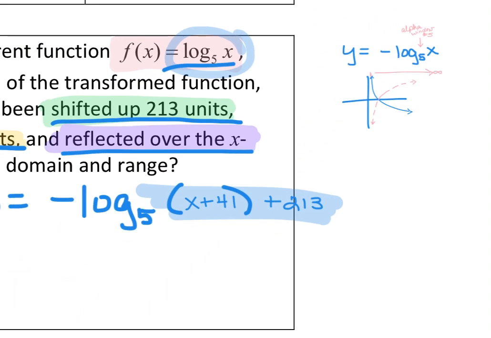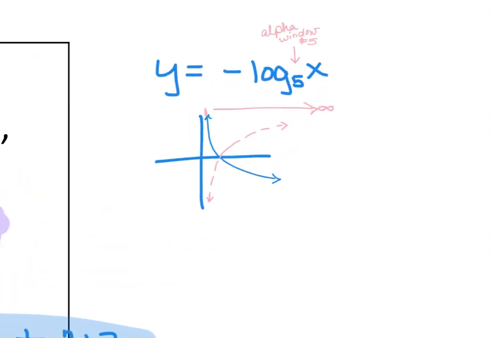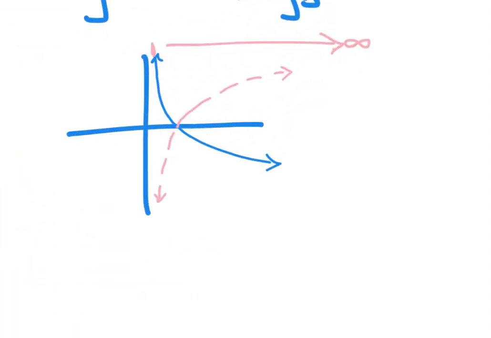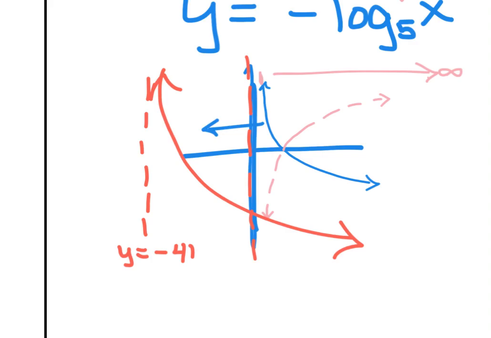So if you take that graph and you shift it up, the shifting up doesn't change the domain or the range, but the shifting left 41 would take this blue graph and shift it to the left 41 units. So instead of the asymptote being at 0, let's make that asymptote red, the asymptote is going to be at negative 41. And so that graph would end up being like what I just drew in red there.